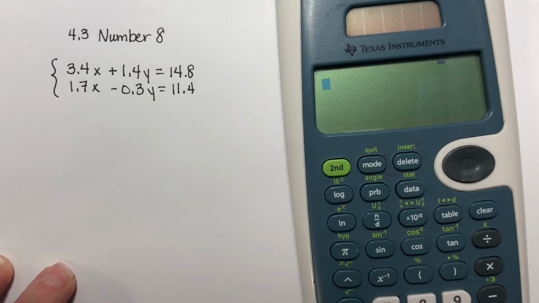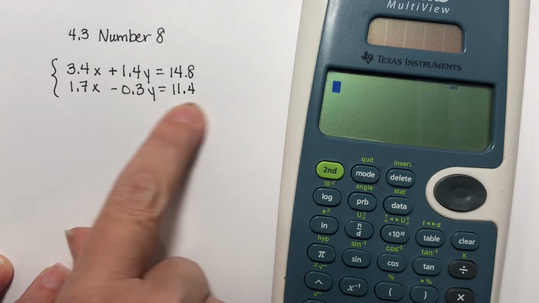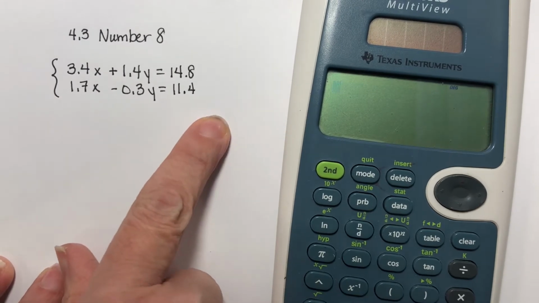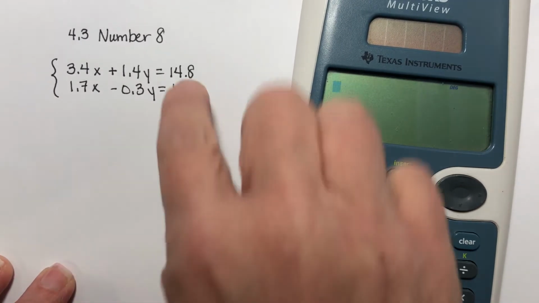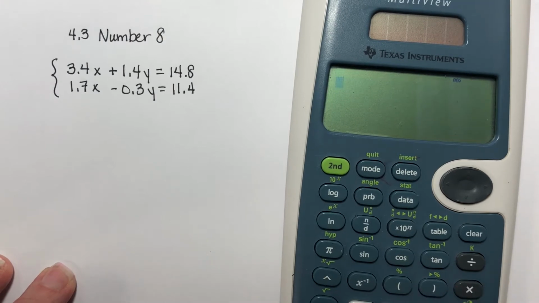This is question number 8 from the 4.3 homework. We're supposed to solve this using elimination. Remember, what we want to have happen is we want to have opposite signs with the same number so that when we add these things together, our variables cancel out.